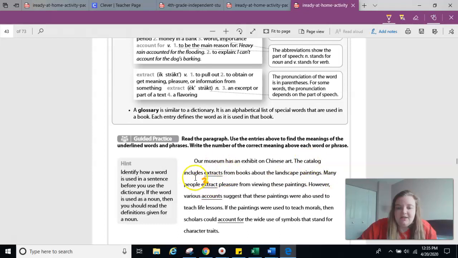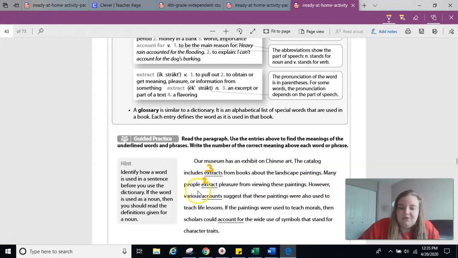Okay? The catalog includes extracts from books about the landscape paintings. So it includes to pull out, it includes to obtain or get meaning, pleasure, or information from something, it includes an excerpt or a part of a text. That sounds reasonable since we're talking about books and catalogs. So we're going to go with 3.